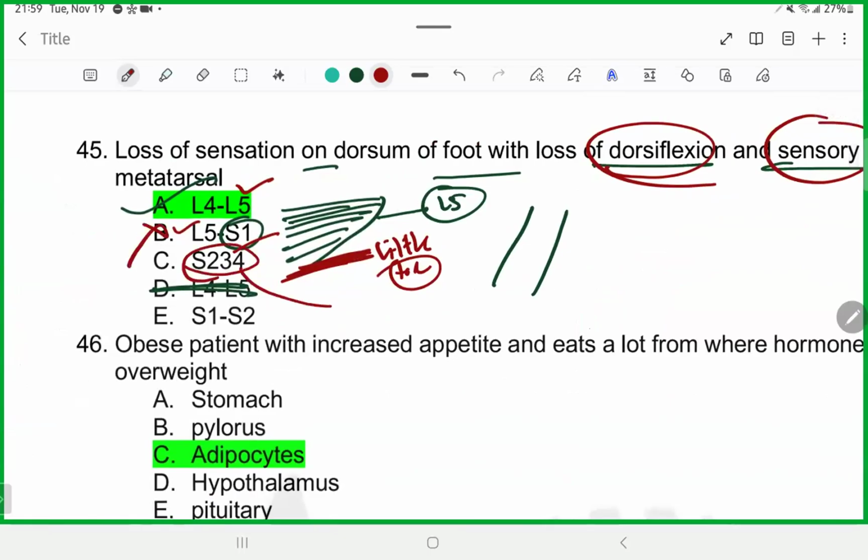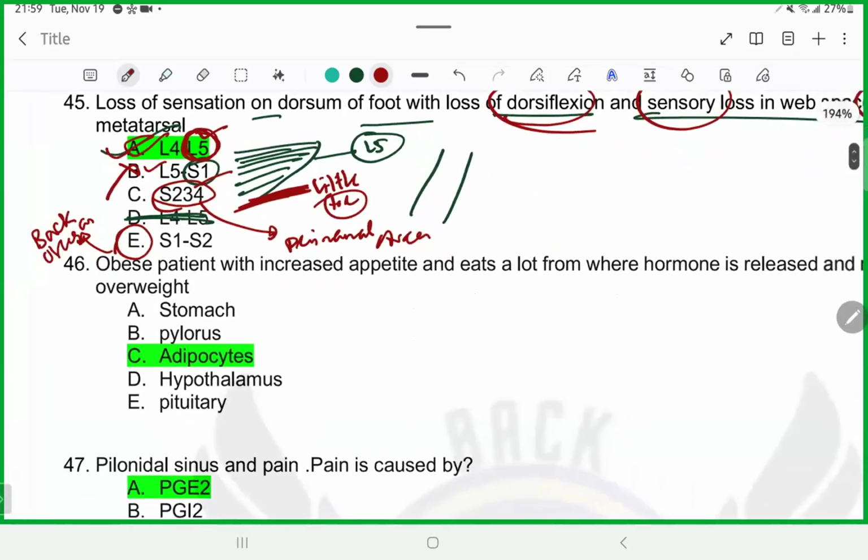S2, 3, 4 keeps the poo off the floor. It's the perianal area. Very simple. S1, S2: no, it's the back of your leg and up. So only if you knew that L5 is the answer, you will go. The best one will be L4 and L5. You don't need to exactly know all of it to answer.